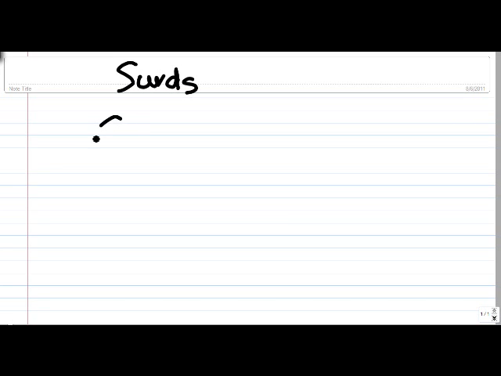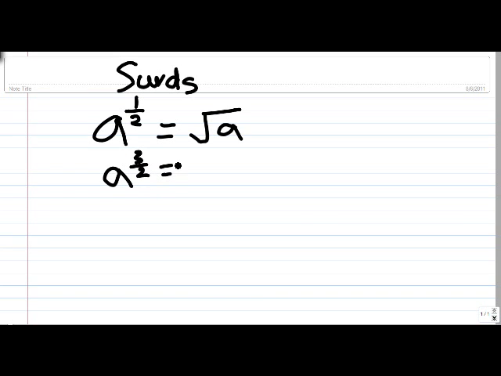If you've got a to the power half, when we write a to the power half, this can also be referred to as square root a. Now what about a to the power of 3 over 2? This can be referred to as square root a to the power of 3.